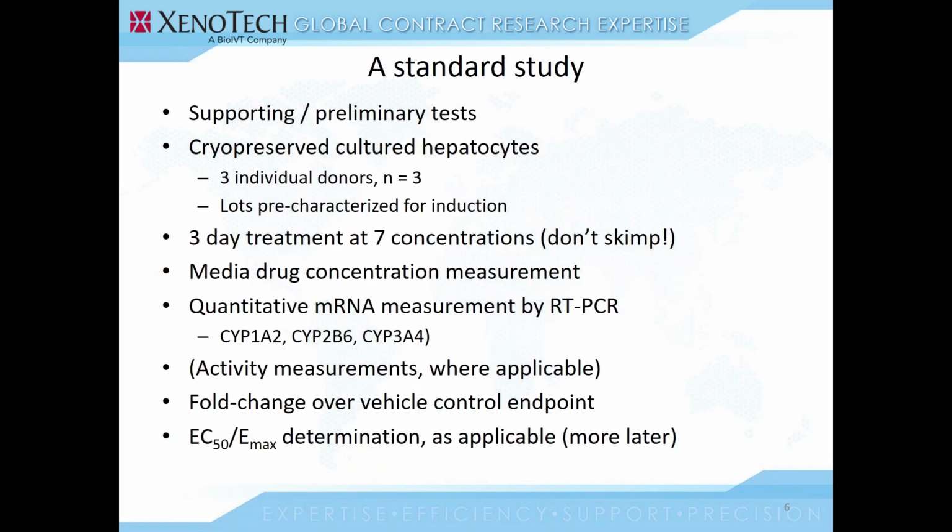All right, so a standard study looks something like this. We have what we refer to as supporting or preliminary tests. We can't say just preliminary because some of them happen concurrently with the main induction test. I'll elaborate presently. We use cryopreserved cultured hepatocytes. I already mentioned 3 individual donors minimum. The FDA guidance now literally calls out for N of 3. And for us, the cryopreserved hepatocytes are pre-characterized for inductions. We do a 3-day treatment generally at 7 concentrations.